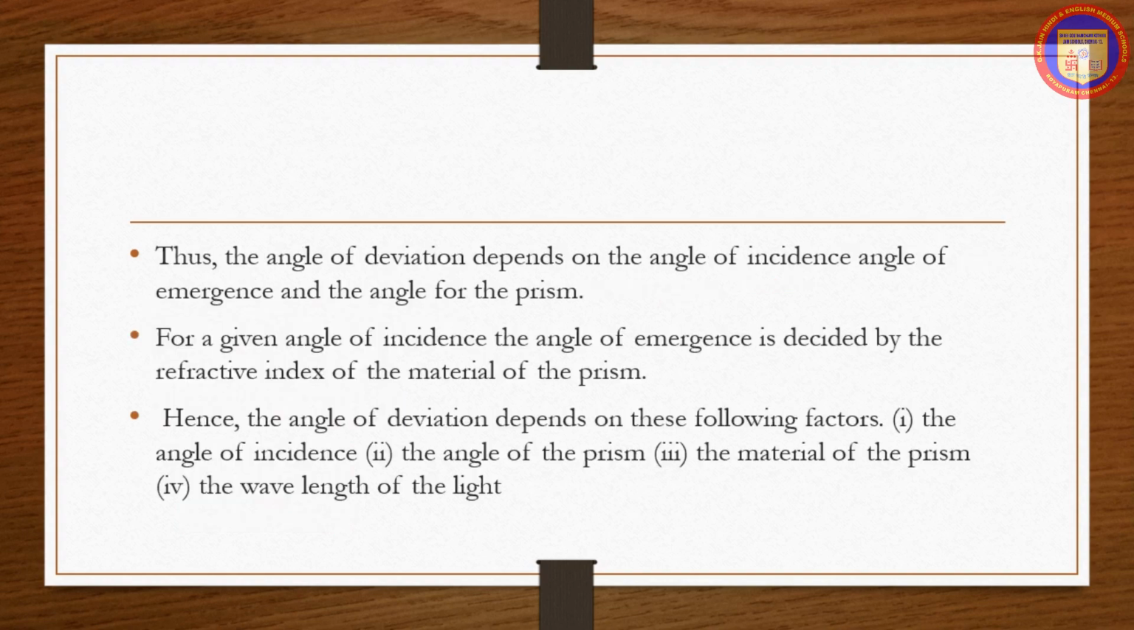Thus, the angle of deviation depends on the angle of incidence, the angle of emergence and the angle of the prism. For a given angle of incidence, the angle of emergence is decided by the refractive index of the material of the prism. So the angle of deviation depends on the following factors. First is the angle of incidence, second is the angle of the prism, third is the material of the prism, and fourth is the wavelength of the light.